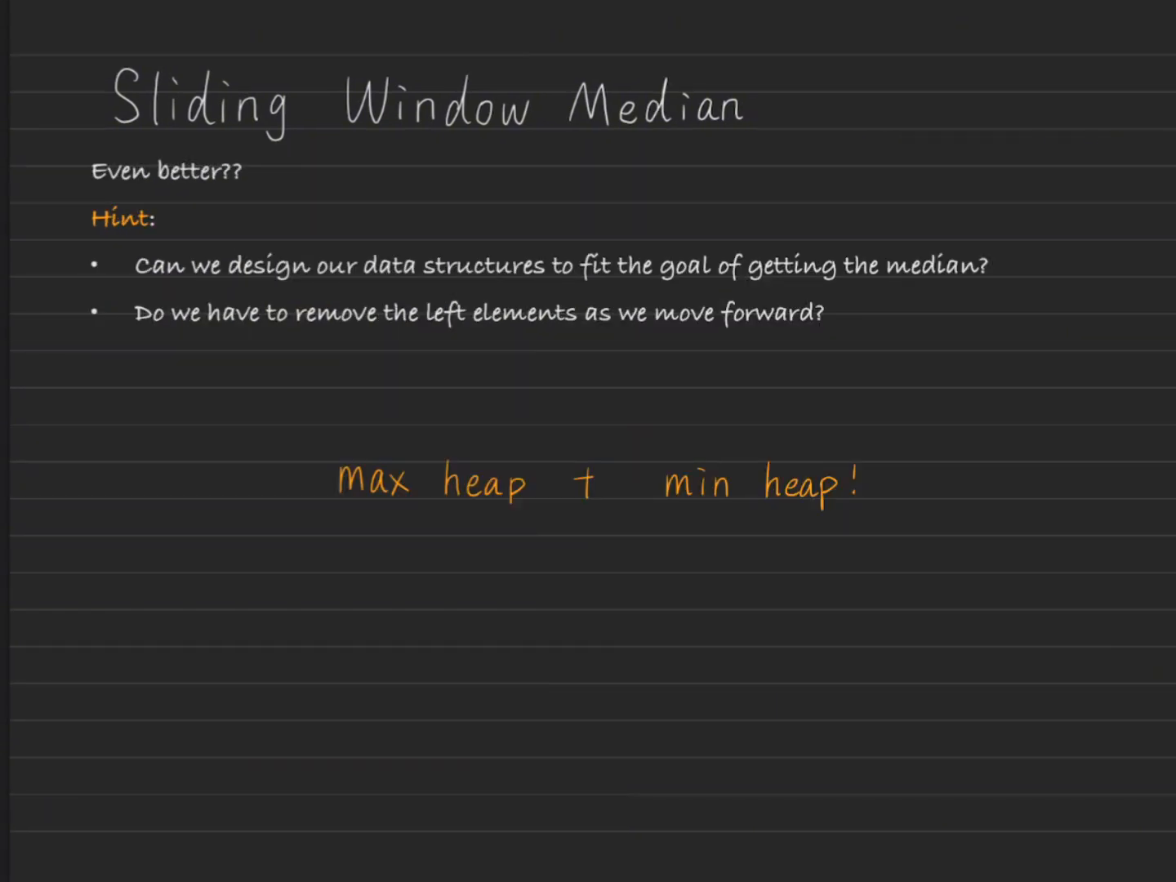Can we do even better than that? Here are some hints. Instead of using a list, can we design a data structure to fit the goal of getting the median more easily? And if we choose our data structure carefully, do we have to remove the left elements as we move to the right, or can we save some cycles there? If we think about it, to get the median, we really just care about the middle element or middle two elements of the array. We don't care about the rest.